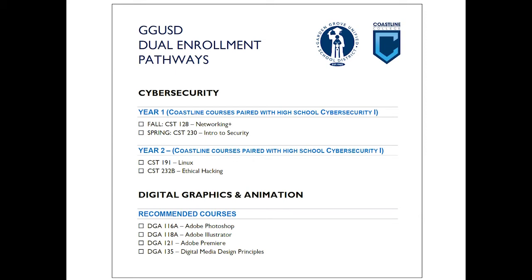In digital graphics and animation, these are the classes that we could recommend for our students at GGUSD. We have Photoshop, Illustrator, Premiere, and then a new one, which is Digital Media Design Principles. Now, these classes are offered either within the Bell schedule during their day, or they can take it outside of that by taking it online, because all these classes are offered also online asynchronously through Professor Gomez Holbrook's department.